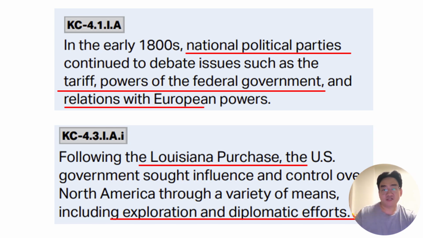So what were the policies and why did they argue over these policies? Pause this, read it. Tariffs, power of the federal government, and relationships with Europe. And one big issue was the Louisiana Purchase. We're going to get into that.